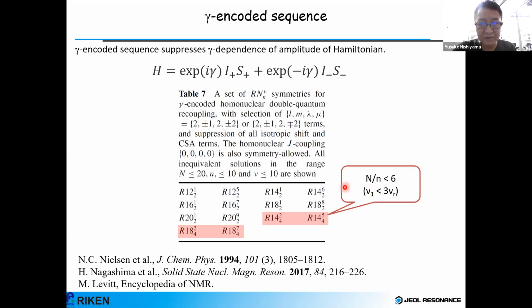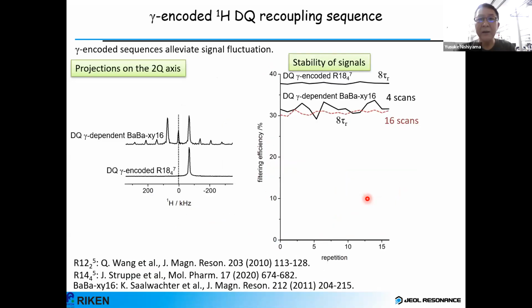And this table is actually taken from a previous publication. Then there are 4 candidates for proton double quantum decoupling with a reasonable RF field strength. Here is an experimental verification. First, we look at the double quantum dimension with a very wide spectral range.